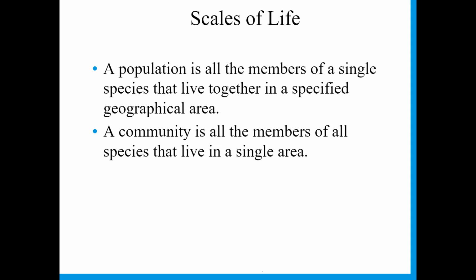A community is all the members of all species that live in a single area. So population is a single species. A community might be, for instance, we were talking about the Central Valley, so a community would be every single species that live in the Central Valley would form that Central Valley community. So that would be humans, that would be tule elk, that would be ducks, that would be goats, that would be cows, any of the, I'm sure, tens of thousands of species that live in the Central Valley.